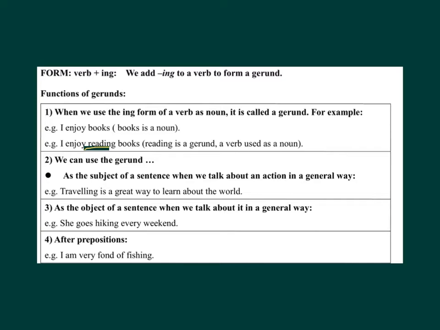Number 2. We can use the gerund as a subject of a sentence when we talk about an action in a general way. For example, traveling is a great way to learn about the world. Number 3. As an object of a verb. For example, she goes hiking every weekend. Number 4. After prepositions. For example, I'm very fond of fishing.